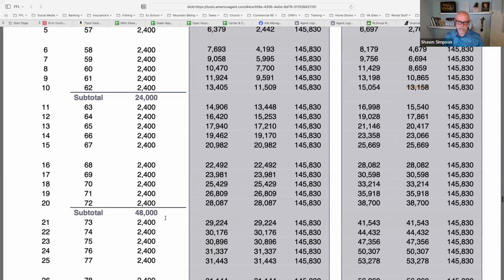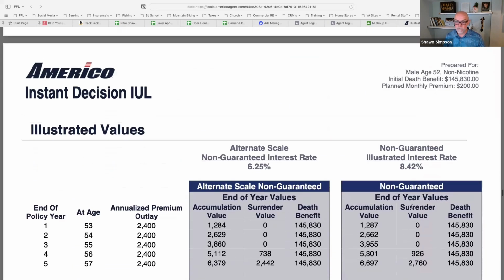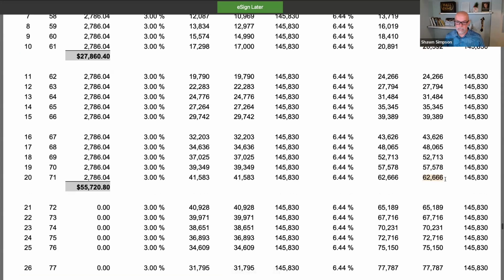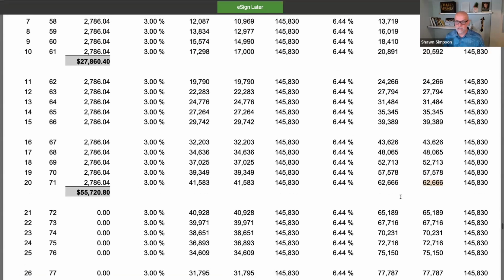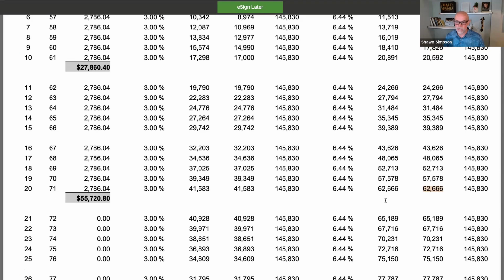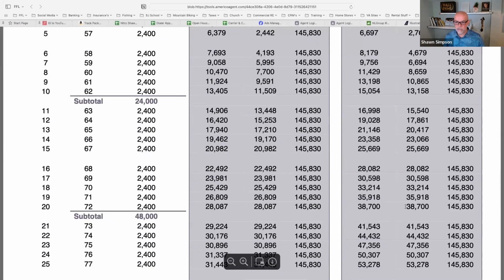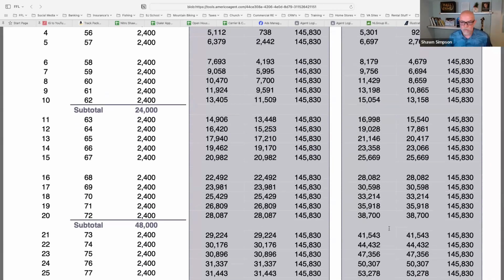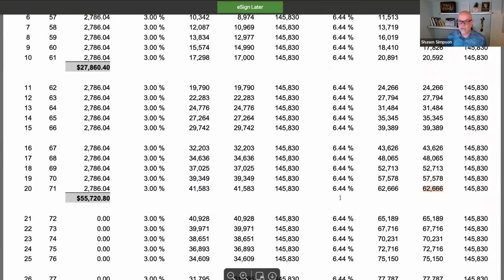Let's look at this. 20 years later, 48,000 into this, they got 38,700 in cash. Okay. And this is also based off of 8.42%. Here, they have 62,000 in cash and 55,000 into this, and it's based off of 6.44%, right? So higher rate of return, lower cash, right? So people may ask, well, why do I have less cash value when there's a higher rate of return for this carrier compared to this carrier with a lower rate of return and a higher cash value, right?